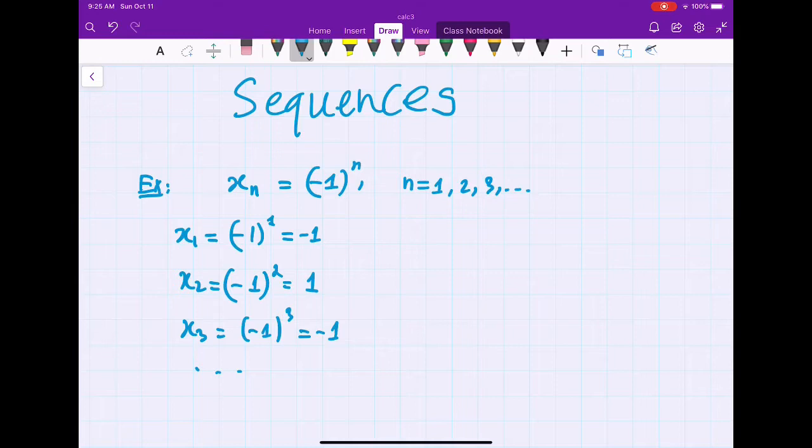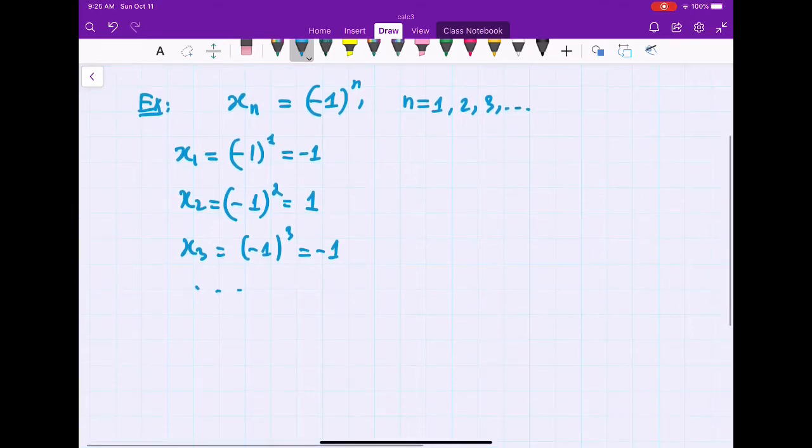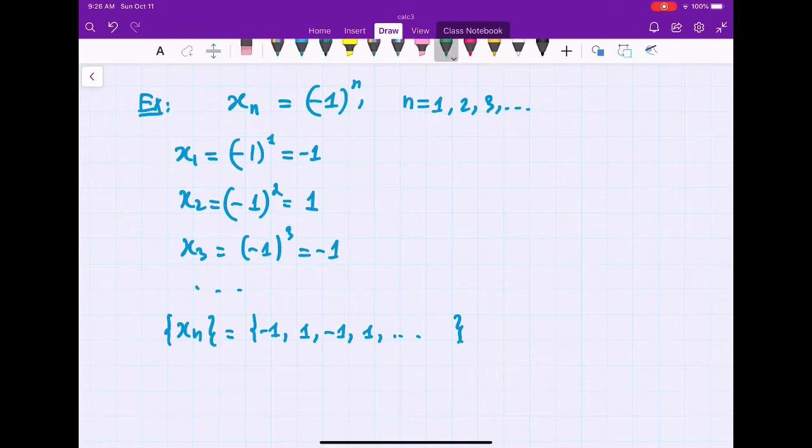and so on. So you may write this sequence as xn equal to -1, 1, -1, 1, and so on. Does that make sense? Where the number xn equal to (-1)^n is the general term of this sequence.